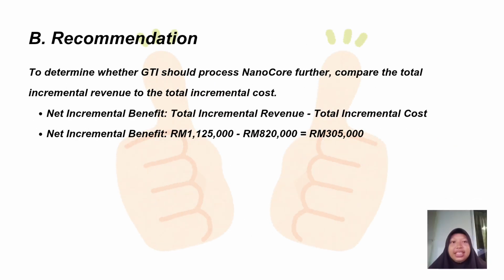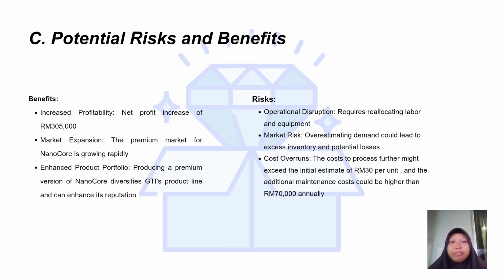To make this decision, we'll compare the total incremental revenue to the total incremental cost. The net incremental benefit is 305,000 ringgit. Since the incremental revenue exceeds the incremental cost, I recommend that GTI process NanoCore further into a premium product. This decision will add a substantial 305,000 ringgit to the company's bottom line.